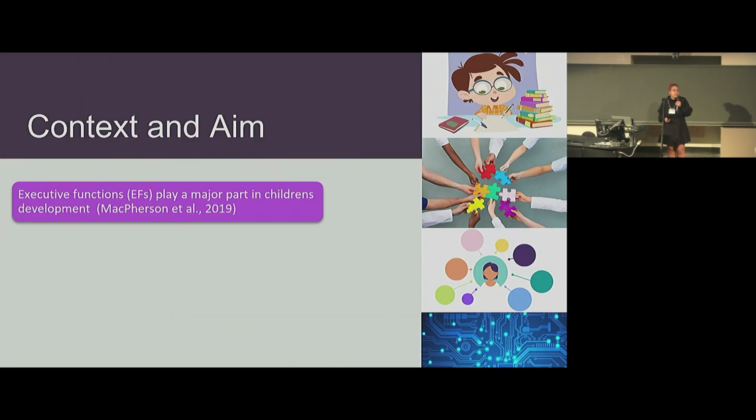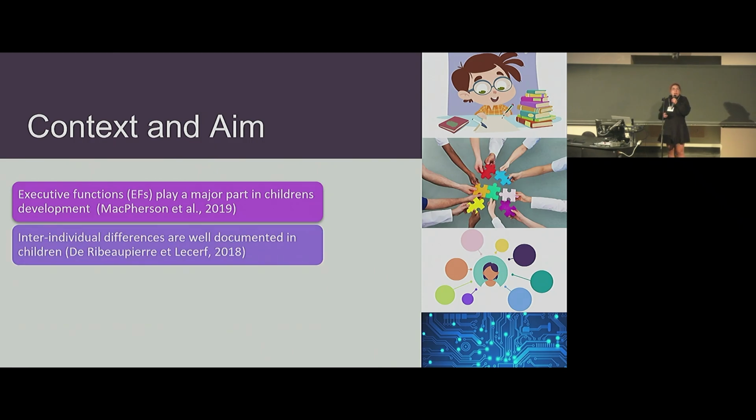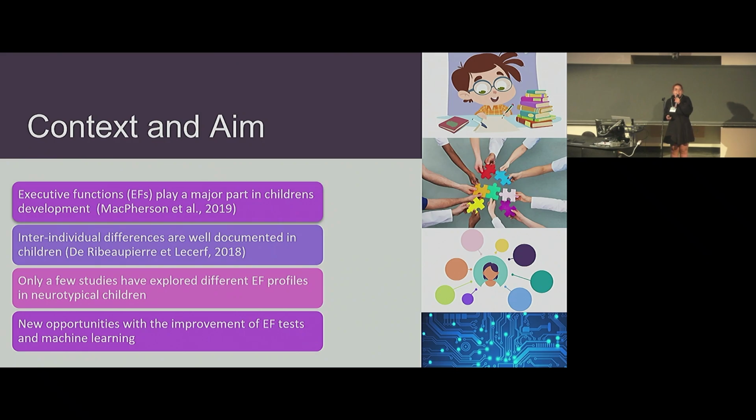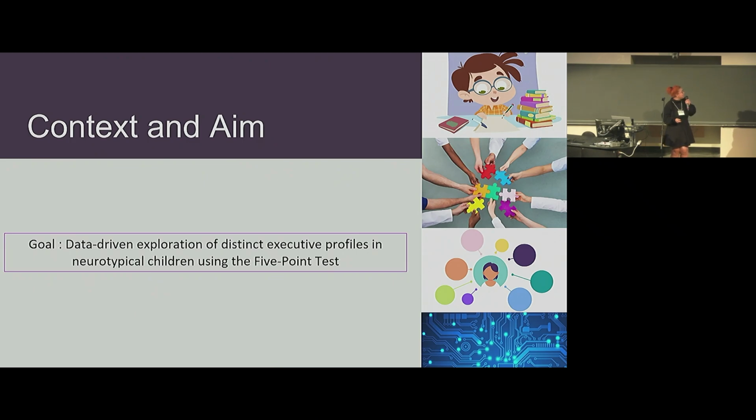We all know that executive functions play a major part in children's development. They've been associated regularly with future academic achievement and the development of other cognitive abilities. Inter-individual differences are also well documented in children, specifically young children. Unfortunately, only a few studies have explored different executive profiles in neurotypical children. With the new opportunities offered by the development of machine learning and new executive functioning tests, the goal of this study was to get a data-driven exploration of executive profiles using the 5-point test, which I will tell you a little more about.